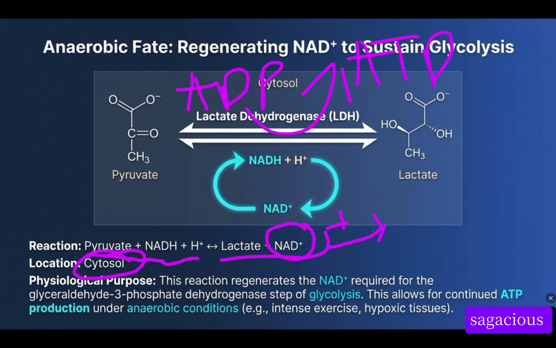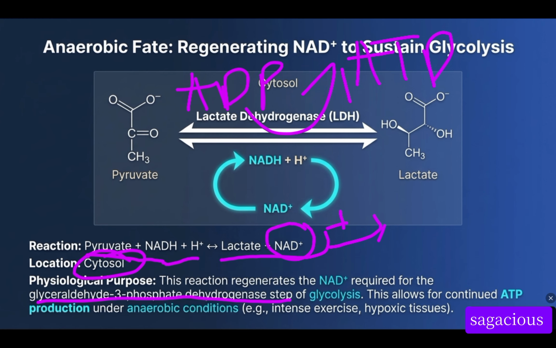This reaction regenerates the NAD positive required for the glyceraldehyde 3-phosphate dehydrogenase step of glycolysis. So remember, there is an enzyme called glyceraldehyde 3-phosphate dehydrogenase. What is this enzyme doing? This enzyme keeps converting glyceraldehyde 3-phosphate to another substrate, so that NAD positive will now be converted to NADH, and we proceed and form another substrate that will form the pyruvate, that will keep on the formation of what? Pyruvate.